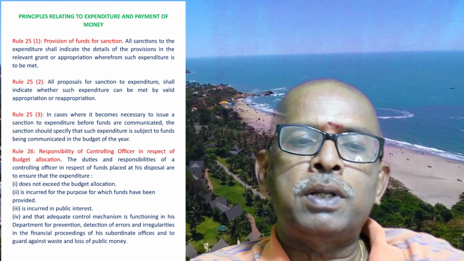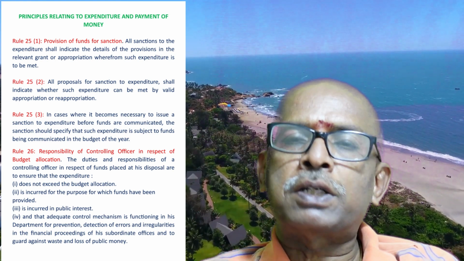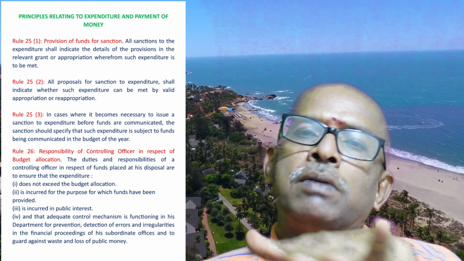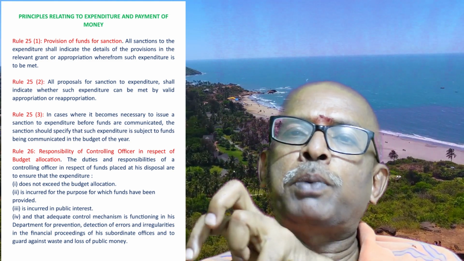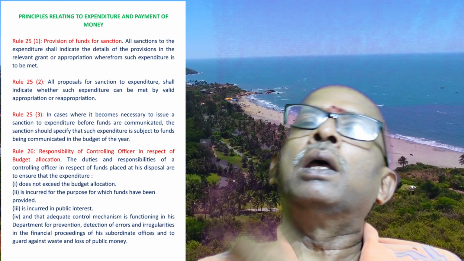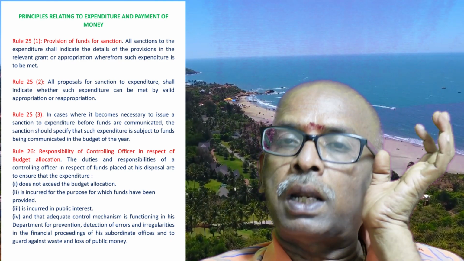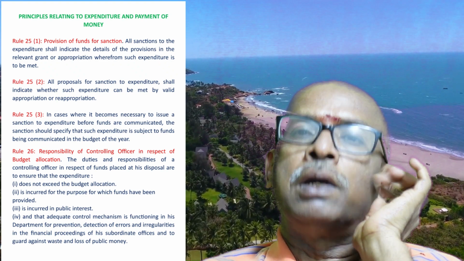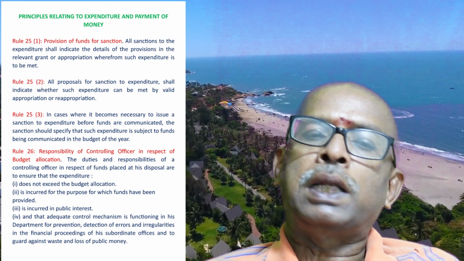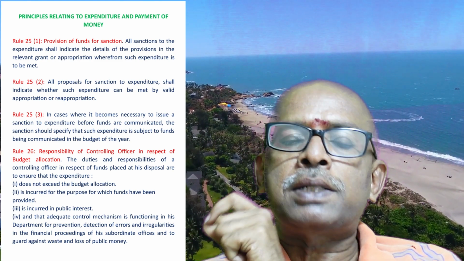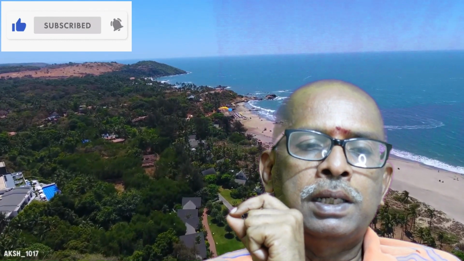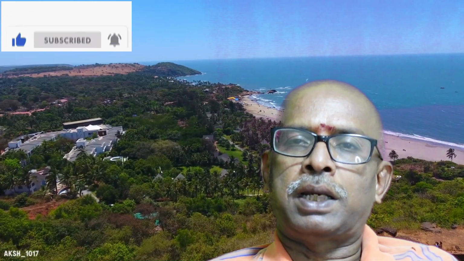26. Now, responsibility of the controlling officer in respect of budget allocation. Actually, each head of office, the lowest level is head of office, will be placed some funds. It is their responsibility, even including head of department, including secretary, chief accounting officer. What is the responsibility? The duties and responsibility of a controlling officer in respect of funds placed at his disposal are to ensure that the expenditure does not exceed the budget allocation.